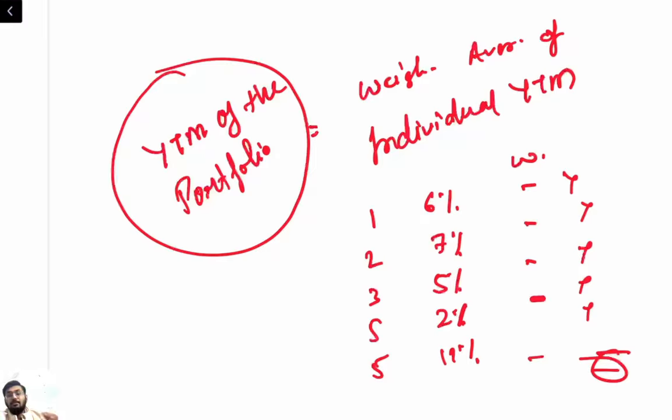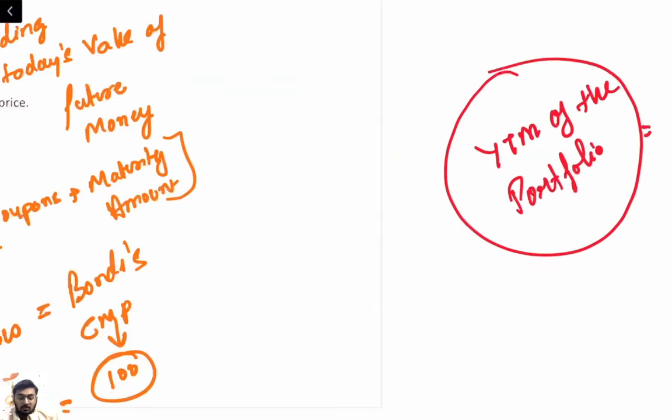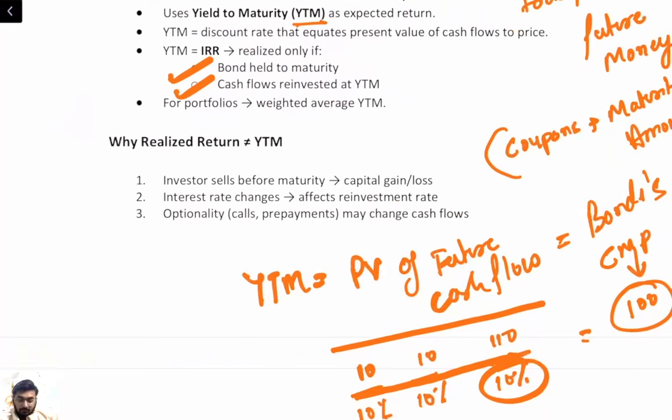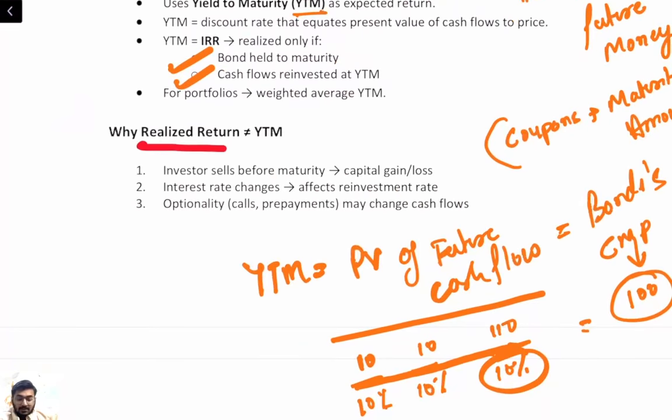But actual return may differ from the YTM, because even if all expected cash flows are received, the actual return may not be equal to the YTM. There are three reasons. It means you hold the bond till maturity, still there is a possibility that you will not earn the YTM, and there are a few reasons for that. What are those reasons? Why your realized return is not equal to the YTM.